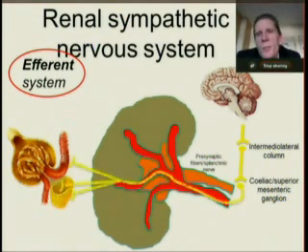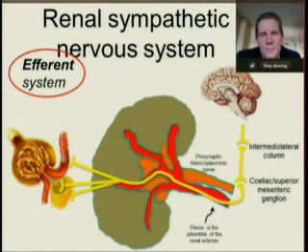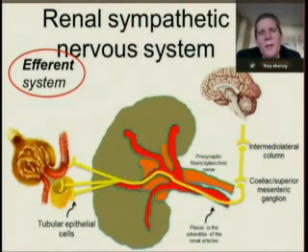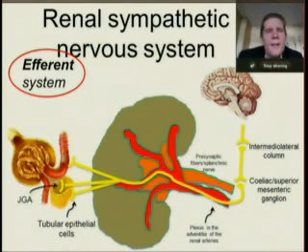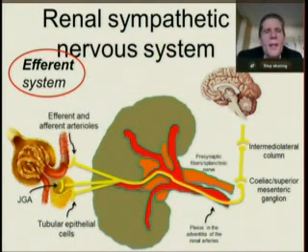To postsynaptic fibers. These postsynaptic fibers then course alongside the renal artery, mostly in the adventitia, to virtually every aspect of the kidney. Including the tubular epithelial cells, to the juxtaglomerular apparatus, and to the renal arterioles.